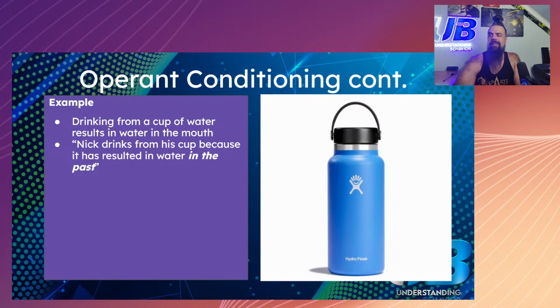It would be less accurate to say that Nick drinks from his cup to get water, because that's describing something that happens in the future. But we don't know what happens in the future for sure, so we need to base it off of what happens in the past. So again, I drink from my cup because it has resulted in water in the past, talking about past consequences controlling future behavior.